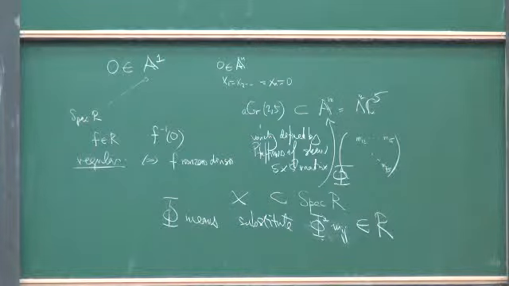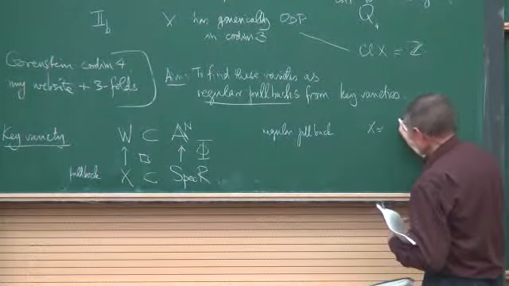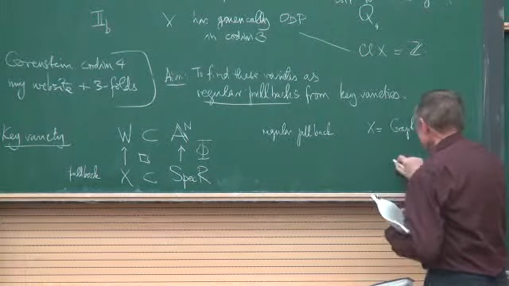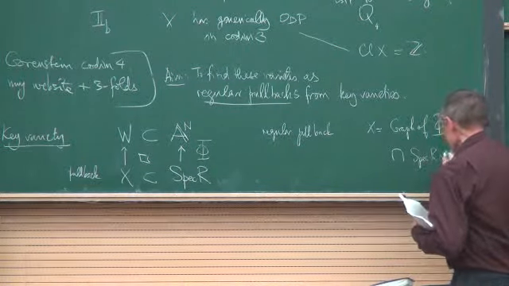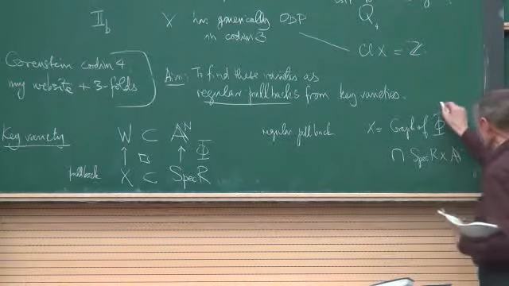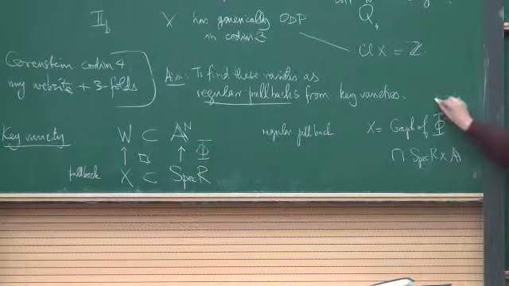Right, I haven't told you what regular means here. So what I mean by regular pullback is that I want to take X to be the intersection of the graph of phi, intersect this Spec R cross A^N. Yes, and so the graph of phi, the graph of a map, is a complete intersection. It's just given by x_i equals phi_i. This is a complete intersection there.